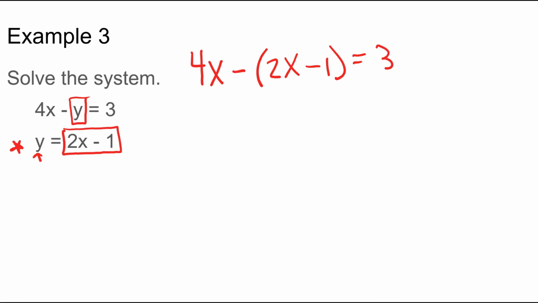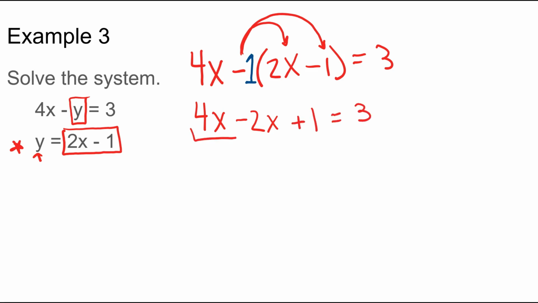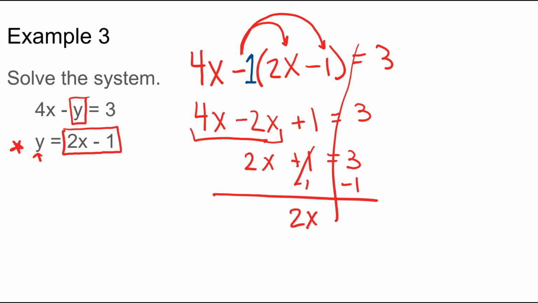Now I'm going to put a 1 in front here just to make sure that I understand what's going on. So I've got 4x. I'm going to distribute that negative 1. So I'm going to get negative 2x. Distribute that negative 1. I'm going to get a plus 1 is equal to 3. Combine like terms, we get 2x plus 1 is equal to 3. Subtract 1 on both sides. 2x is equal to 2. Divide both sides by 2. x is equal to 1.